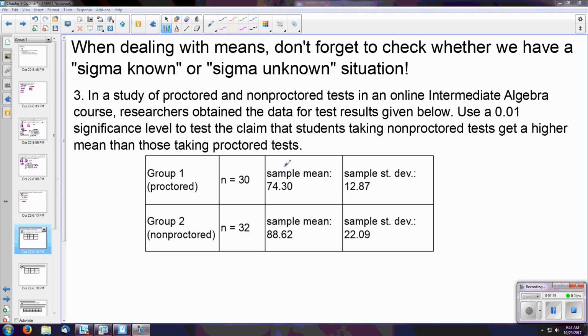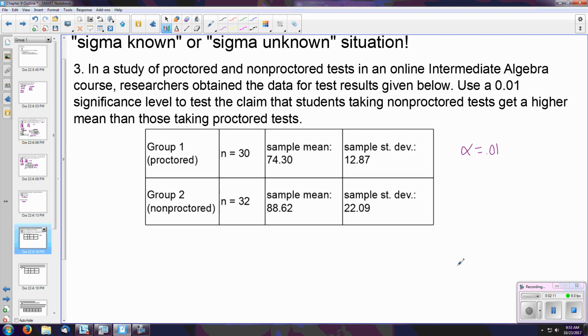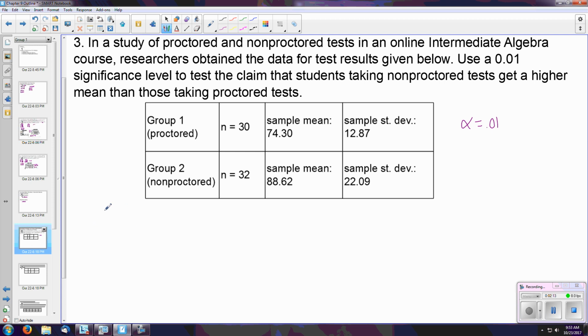In a study of proctored and non-proctored tests in an online intermediate algebra course, researchers obtained the data for test results given below. Use a 0.01 significance level to test the claim that students taking non-proctored tests get a higher mean than those who take proctored tests. Now, given this information, we have our first group and our second group. They've also told us we want to test this at 0.01. And since sigma is unknown, see that we have our sample standard deviations here, we're going to use a two-sample t-test. Now, how do you go about setting up your null and alternative hypotheses in a case like this?